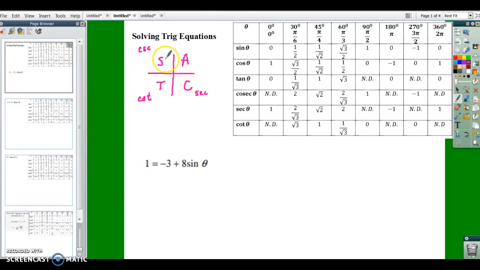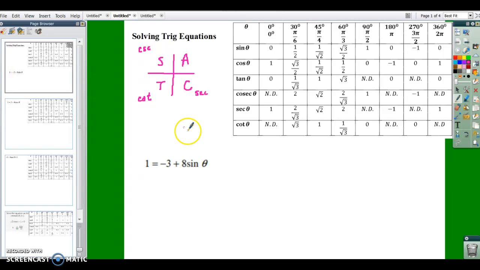So wherever sine is positive, cosecant will be positive. Wherever tangent is positive, cotangent will be positive. Wherever cosine is positive, secant will be positive. So we are going to approach this just like we would solving any other equation.